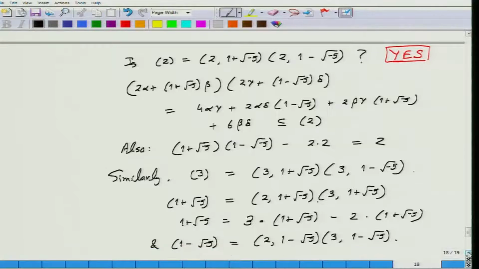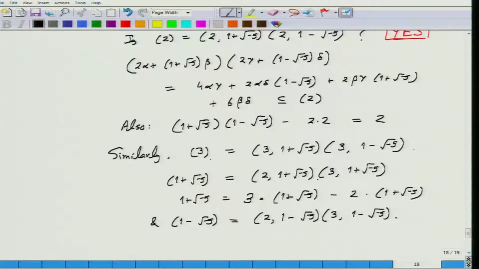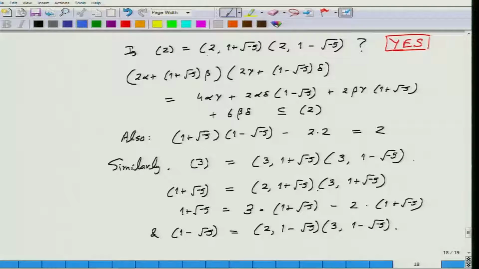And then 2 into 3 is these 2 ideals times these 2 ideals, and 1 plus square root of minus 5 into 1 minus square root of minus 5 is these ideals times these ideals. Both the products are the same. 2 comma 1 plus square root of minus 5. So this is a prime ideal, this is a prime ideal, this is a prime ideal, all these 4 are prime ideals. Okay.